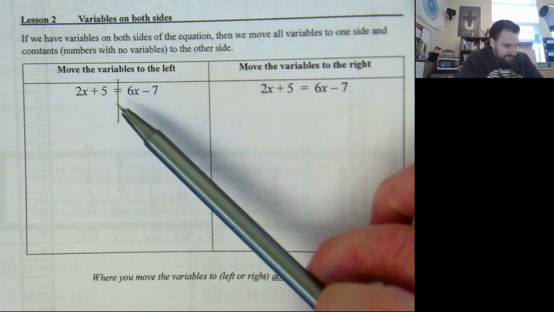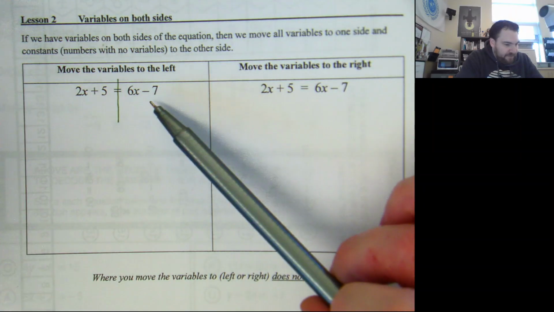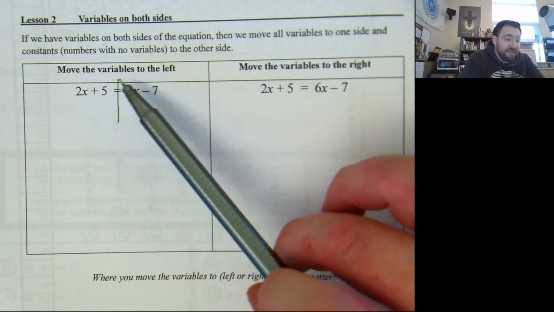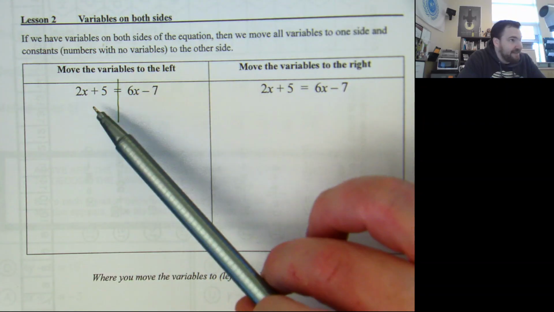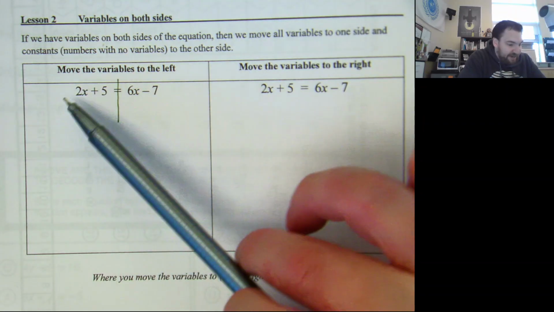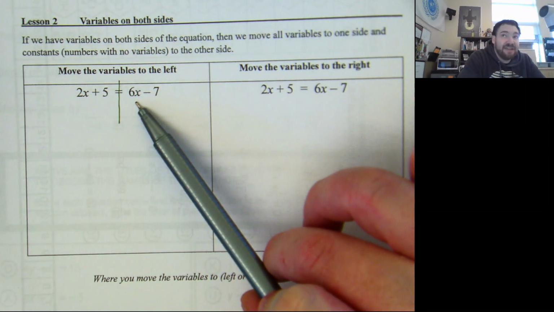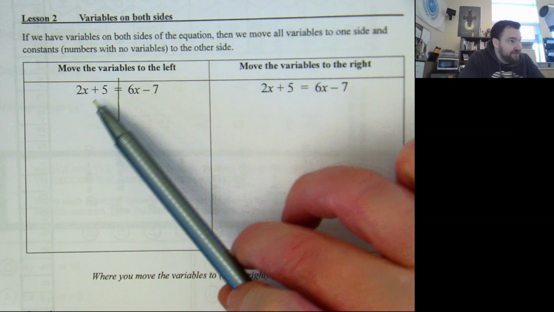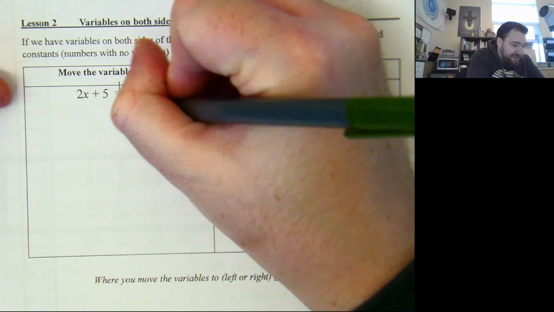Now we've got to get all of our variables to one side and all of the constant terms to the other. So first, I'm going to move these things to the left. I want to gather every term that has an x in it over onto this side. I've got 2x over here already. We're going to leave it there. And I've got a 6x on this side. It's positive. So how am I going to move the 6x over the equal sign? Yes, Hassan. I'm going to subtract 6x.